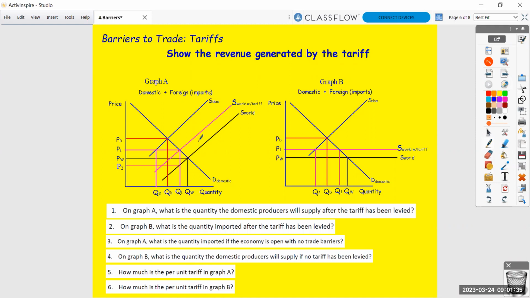So on graph A, what is the quantity the domestic producer will supply after the tariff has been levied? So in graph A, we're going to go to this P1. When you guys are looking to find quantities, always go over to the price first. Find out what price is going to be charged and then go from there. So P1 is going to be our price after the tariff. So then I'm going to go to the domestic supply curve and come down and find out that that's going to be Q2.